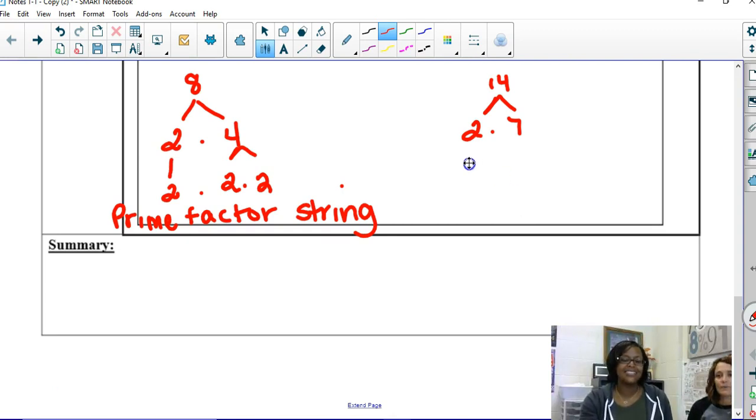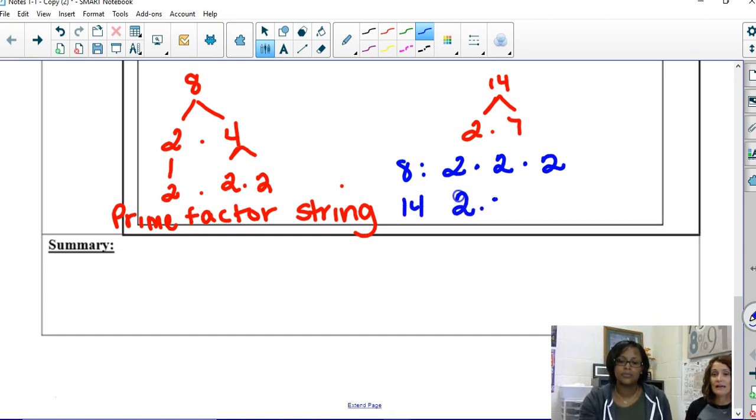No, you cannot. Now, to find the greatest common factor using prime factorization, I'm going to switch colors on you so you can see this. I do 2 times 2 times 2. That was for 8. And then for 14, it was 2 times 7. And I look for whatever they have in common. Check that out. They have a 2. So the GCF is 2.